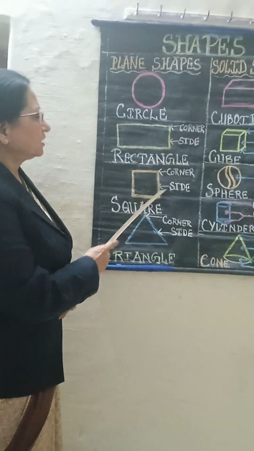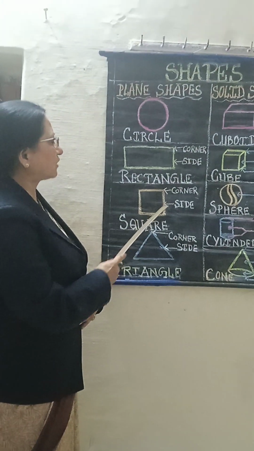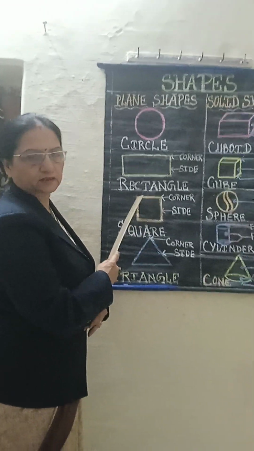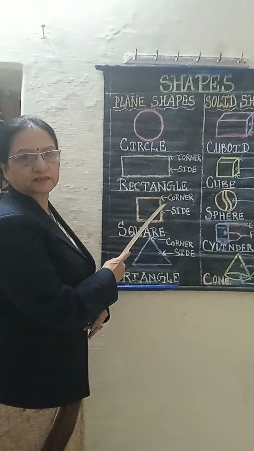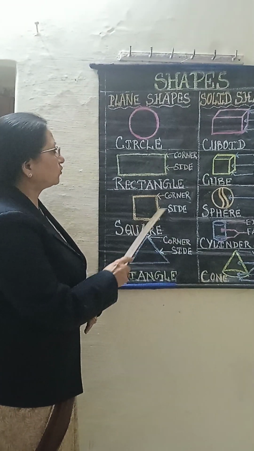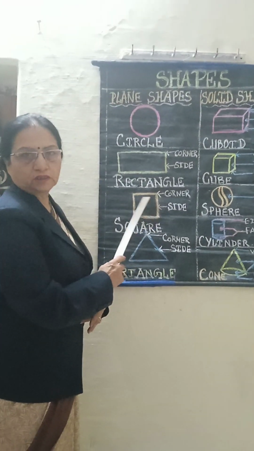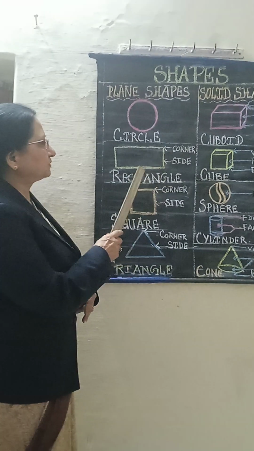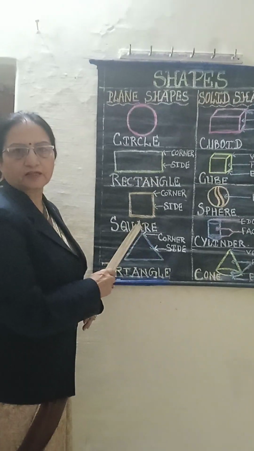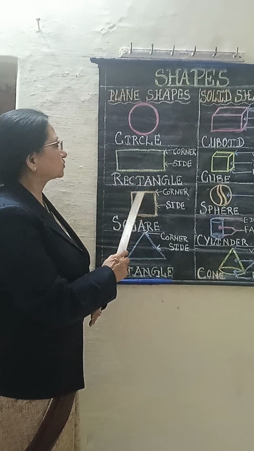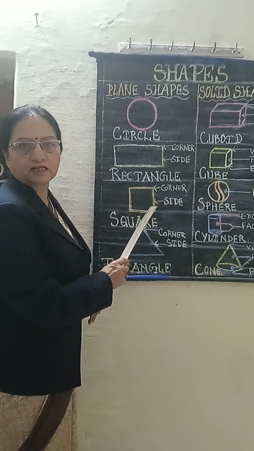Next is square. In the square also there are 4 sides and 4 corners. But in the square, all the 4 sides are equal. So what is the difference between the rectangle and the square? In the rectangle, the opposite sides are equal. In the square, all the 4 sides are equal.